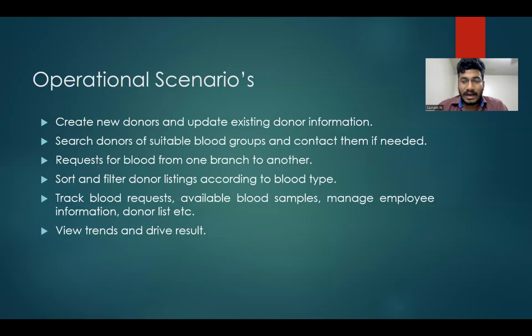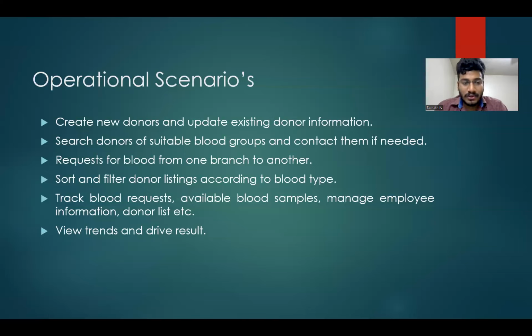Another operation is requesting blood from one branch to another branch. If there is a blood sample already available in the nearest branch, it can be shifted to the branch that requires that blood. Listing all the available blood types and sorting the donor list can also be done using this.